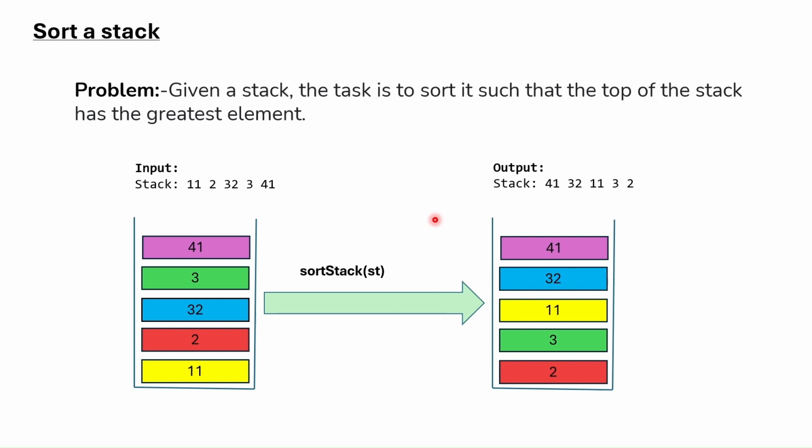So we are given a stack and our task is to sort it such that the top of the stack has the greatest element. One way of doing this question is, firstly we pop all elements and push them into an array, then sort that array, and after sorting we push all elements of the array one by one to our stack to get our answer. But we'll not be doing it that way. We will do this question without using any data structure, using recursion. So let's now look into it.